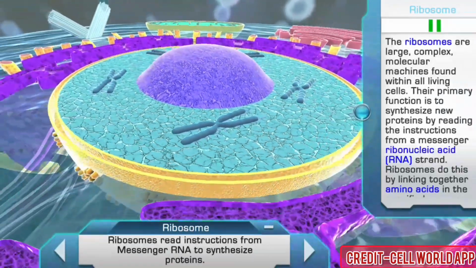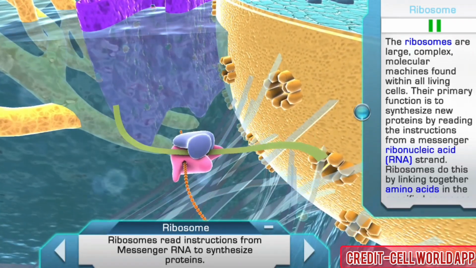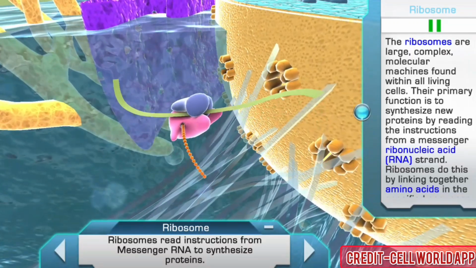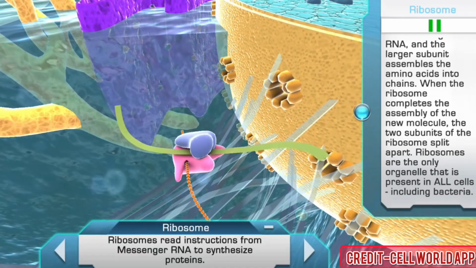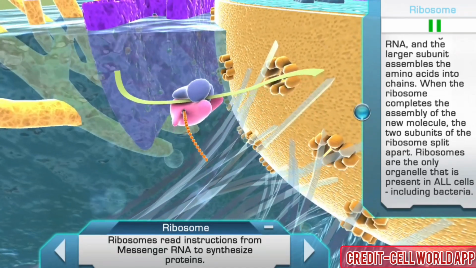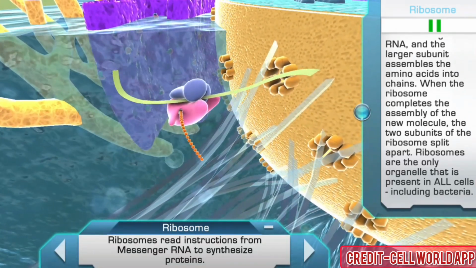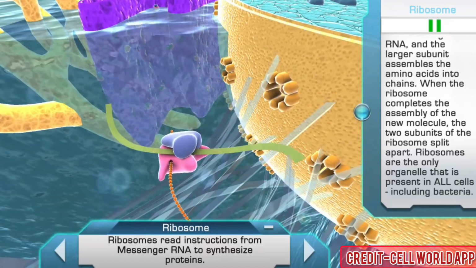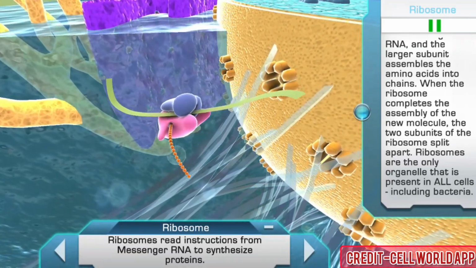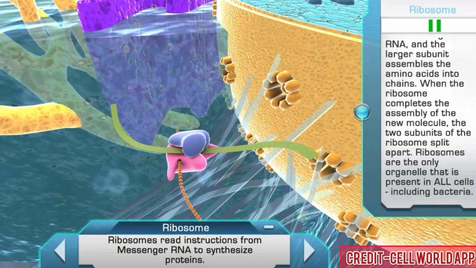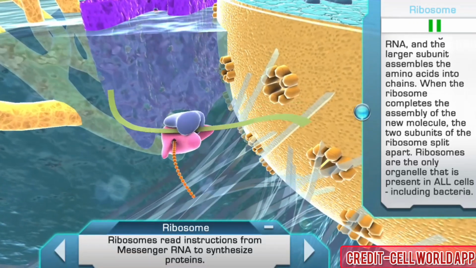The ribosomes are large, complex molecular machines found within all living cells. Their primary function is to synthesize new proteins by reading the instructions from a messenger RNA strand. Ribosomes do this by linking together amino acids in the specified sequence. Ribosomes consist of RNA and proteins. The smaller subunit reads the instructions from the messenger RNA, and the larger subunit assembles the amino acids into chains. When the ribosome completes the assembly of the new molecule, the two subunits of the ribosome split apart. Ribosomes are the only organelle that's present in all cells, including bacteria.